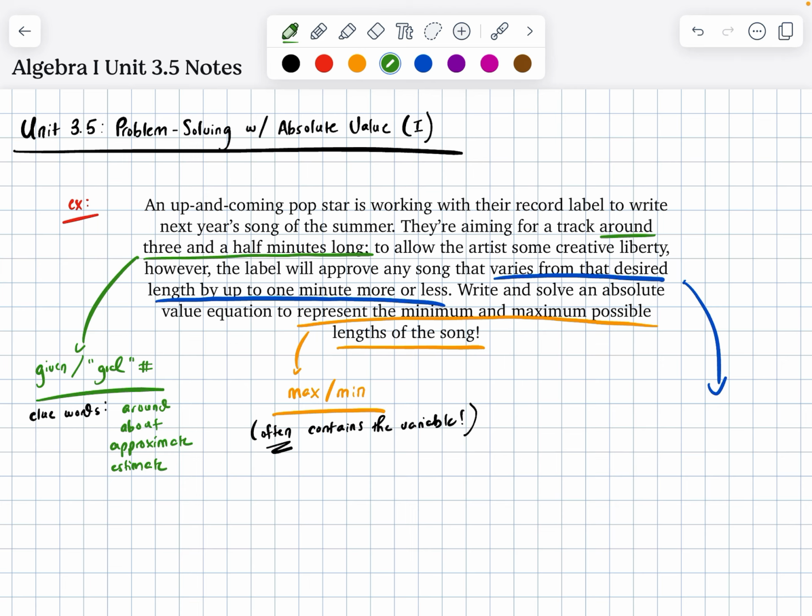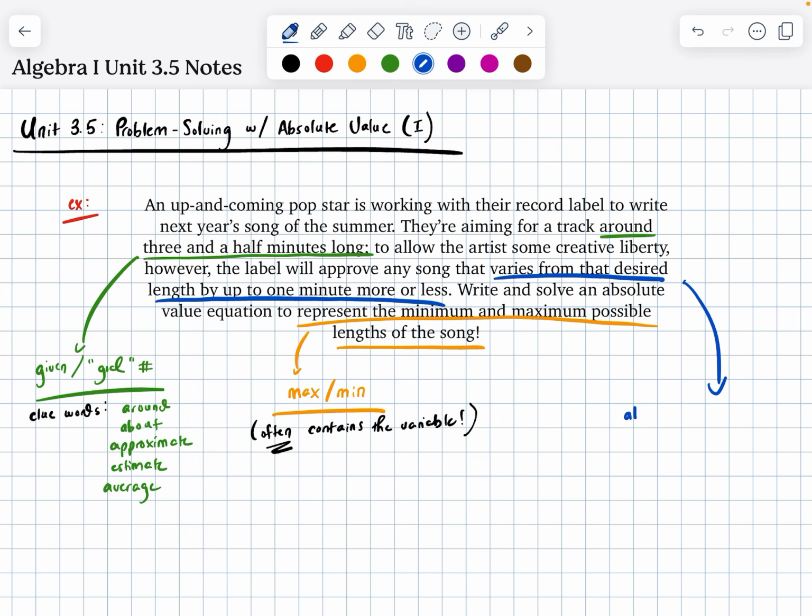Similar to approximate, you might see the word estimate. And then last but not least, one that often shows up is the word average. In problems like these, we're often told the average value is something, but then I go a little bit up or down, right, around that average. In blue, I'm told what I could vary by.